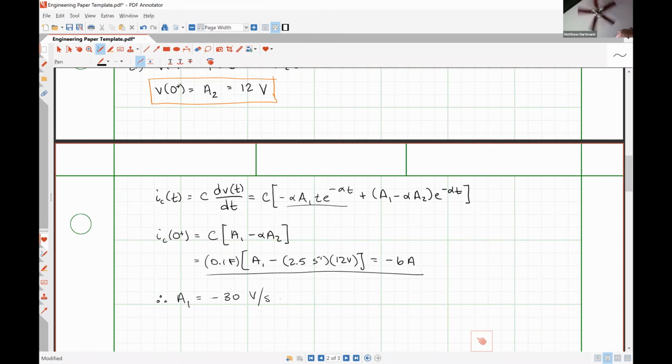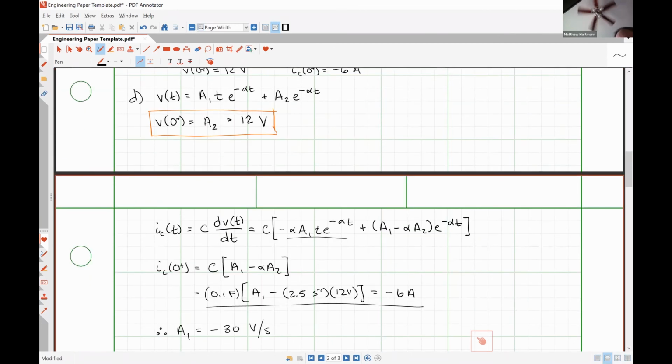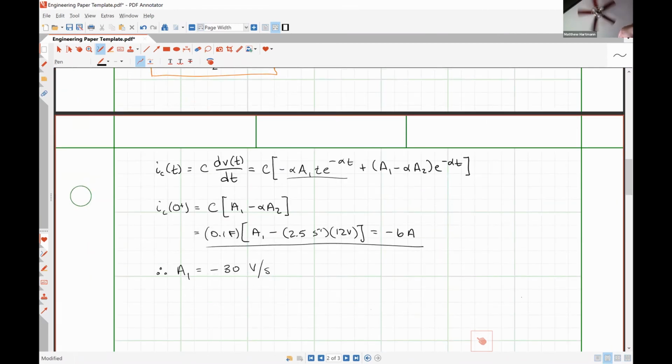It may not be intuitively obvious here, but we're having A1 minus something in units of per second multiplied by something in units of volts. So A1 needs to have units of volts per second. Also, if we look back at our original response equation, A1 is a factor that's multiplied by time, and it's giving us volts because we're looking at voltage. So A1, the coefficient, needs to have units of volts per second. So everything's working out hunky-dory there.